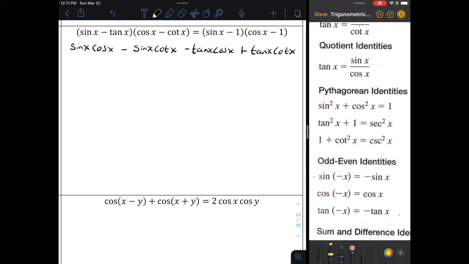And we're looking here and say, well, this just kind of made a big jumbled mess. Let's rewrite everything in terms of sine and cosine, because that's what my right-hand side is in terms of, only sines and cosines. So I do that, and I get sine of x times cosine of x minus sine x times cotangent of x, which is the same thing as cosine of x divided by sine of x. And then we go, tangent is sine over cosine. All right, so change that. And I'm going to do that for both.